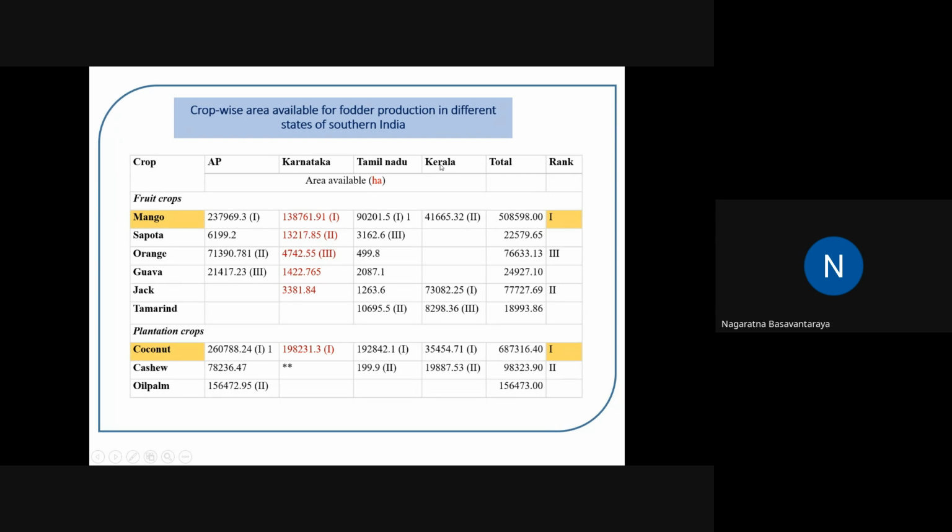Coming to the fruit crops, we have a large area under mango, followed by other crops like jack, sapota, orange, and guava. Coming to the plantation crops, we have more area under coconut, and the area available under coconut is more than the area available under mango crops. So it gives us a huge scope to introduce fodder crops in the interrow spaces of horticulture crops.